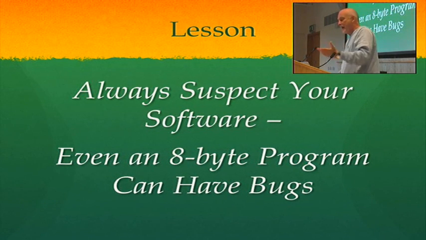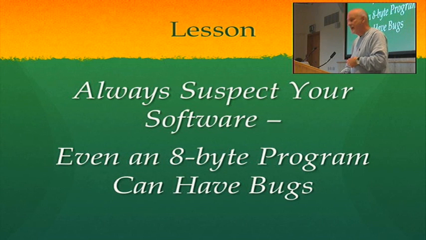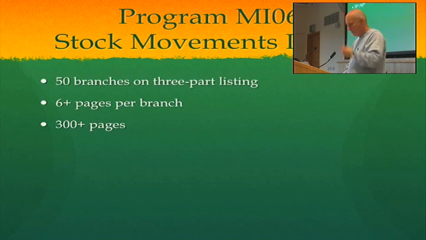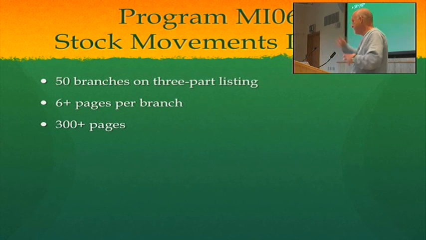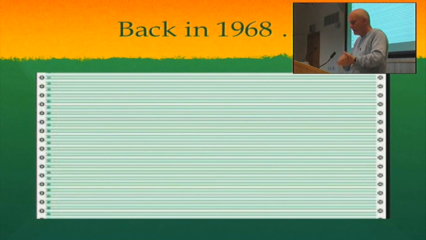So going back even further to the first year of my programming career, I worked for a company called Mills Scaffold, who were a scaffold manufacturer who had 50 depots up and down the country. And so they had 50 branches, and I wrote a program, MI06, which did a stock movements report to let people know where the stock was. So we had to produce about 6 pages for each branch. So that meant that the report with 50 branches was over 300 pages.